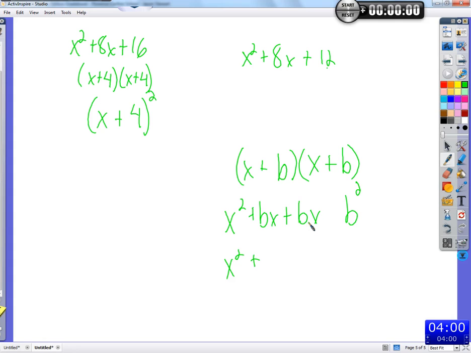Well, here we have a bx, and here we have a bx. If we add them together, how many bx's do we have? 2bx. Right, whatever b is, you just multiply it by 2, and you'll get this middle number. We can see that with x plus 4 times x plus 4. 4 times 4 is 16, 4 plus 4 is 8. So your trinomial's got to look like this. It's got to look like this. So we got to have this number right here is 2 times whatever this number is going to be, and this one is the square of whatever that number is going to be.